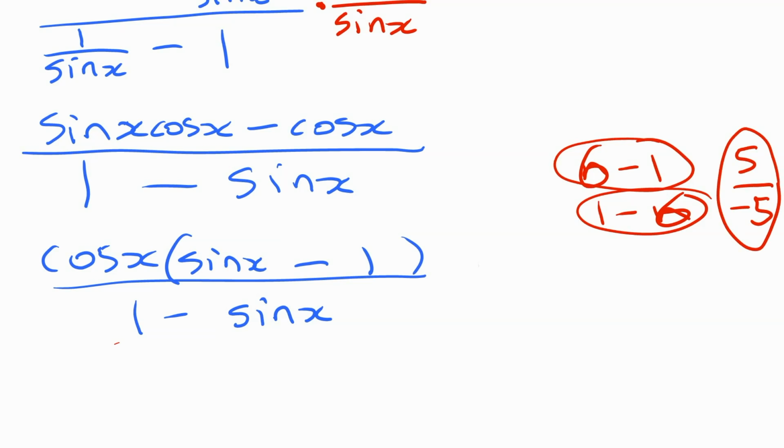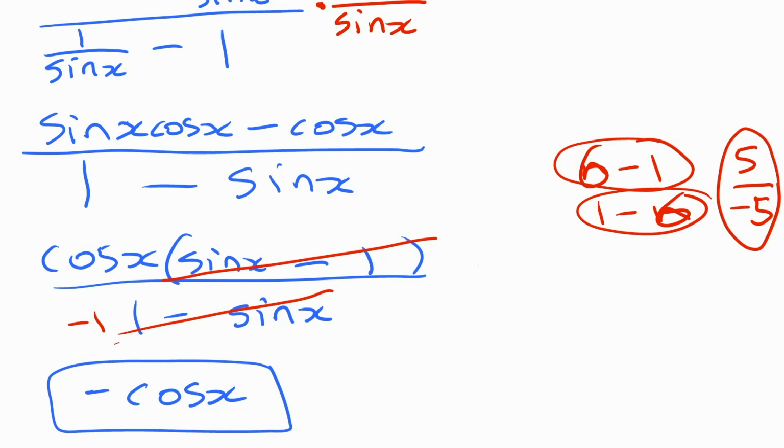So what I can do is I can say I am going to divide that out, but it gives me a negative 1 there. All right? And so what I'm going to end up with here is cosine divided by negative 1, which is negative cosine of x, which is a single trig function there. All right? So that's method 1.